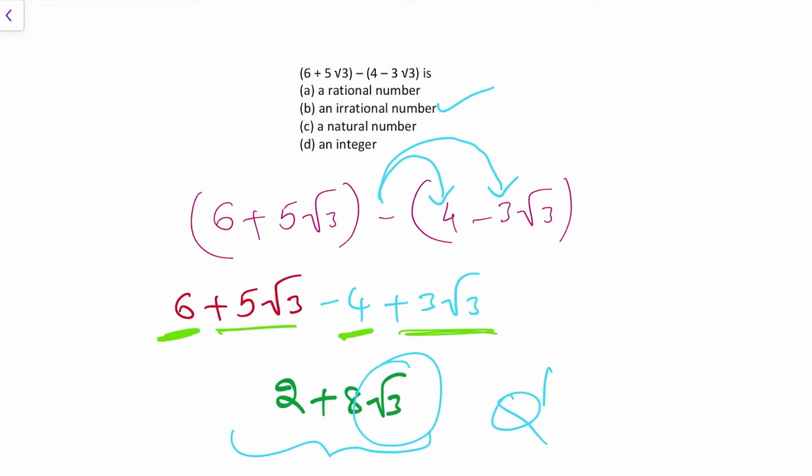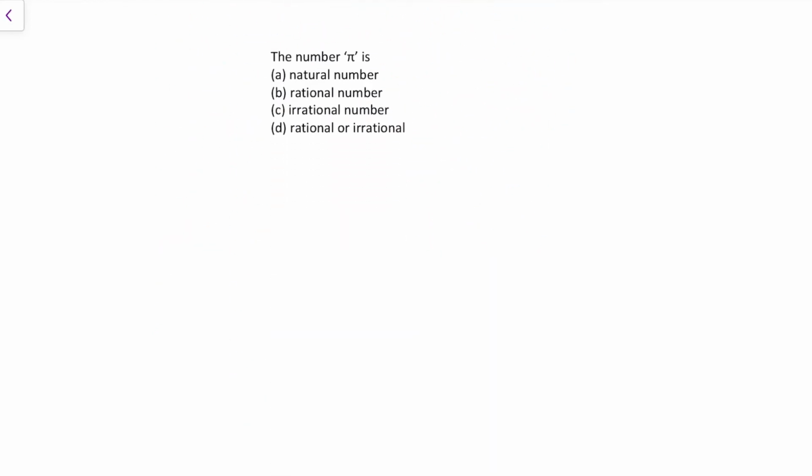Next he is asking about the number pi. Already we know pi is an irrational number. Whenever we use pi, especially in the mensuration or surface areas and volumes topic, we take it as 22/7. That is just an approximate value but not the exact value. Pi's approximate value is 22/7, not the exact value. That's the reason pi is always an irrational number only.